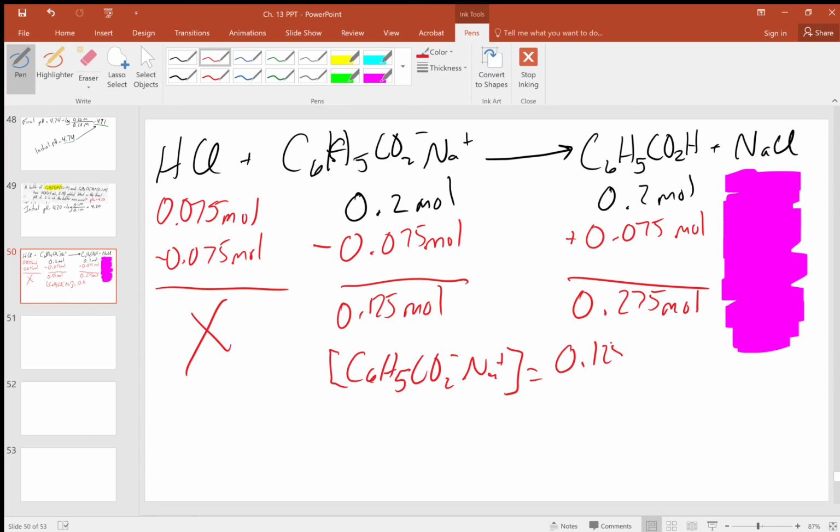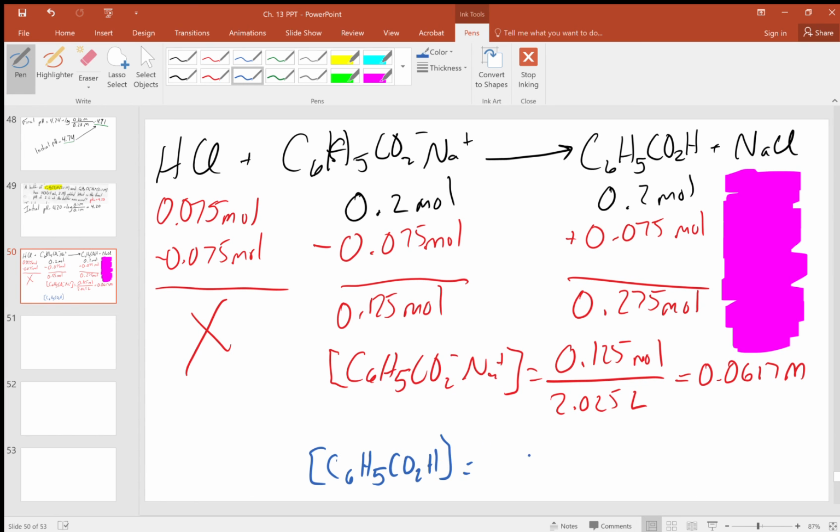The concentration is the number of moles divided by the volume. Again, remember that the volume goes up because we've added more solution. So the new concentration of the base is 0.0617 molar. We do the same thing for the acid, using the new number of moles over the new volume. And we get 0.136 molar.